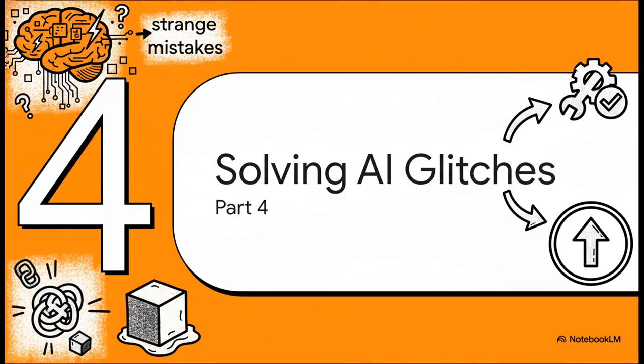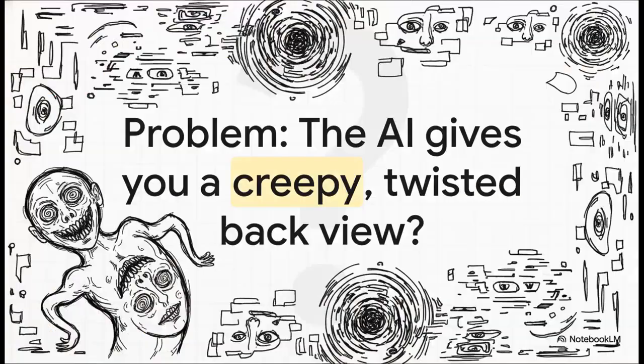So let's look at 2 really common problems and, more importantly, how to fix them. Oh man, you've seen this, right? It is so creepy. You ask for a simple back view of a character, and you get something straight out of a horror movie. And the reason this happens is because the AI is so trained on showing faces that it will literally break the laws of physics to try and get a face in the shot.